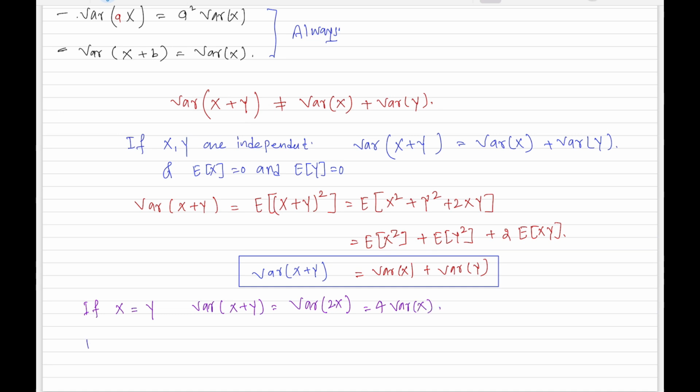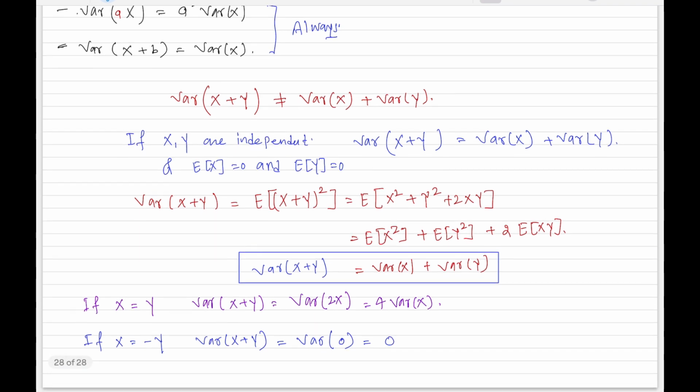Let's take another example. Let's say the random variable X is equal to minus Y. Then what will be the variance of the random variable X plus Y? Again this is a case of dependence, because if you know X, you know Y. If you know X, then Y will be negative of X, right? So these two random variables are dependent. So here it will be nothing but the variance of a constant, and the variance of a constant will be 0.